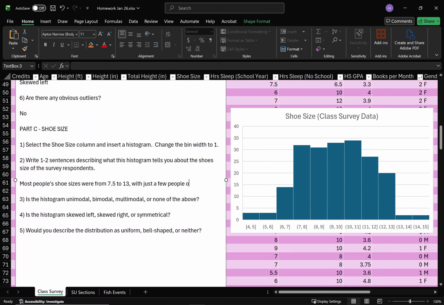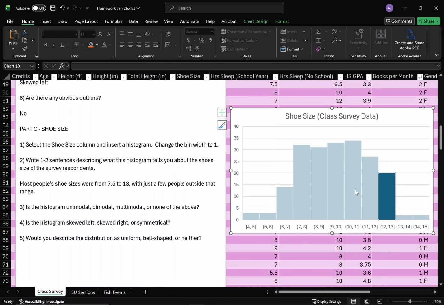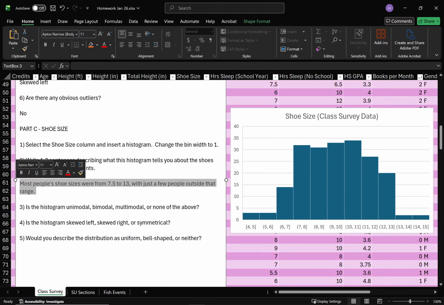outside that range. And then within the 7.5 to 13 range, these are pretty uniformly distributed. Maybe it's tailing off a bit to the right, but these 4 are pretty solidly equal in popularity. So you could mention that as well, or you could just stop with this sentence here. I mean, I think this would be fine.